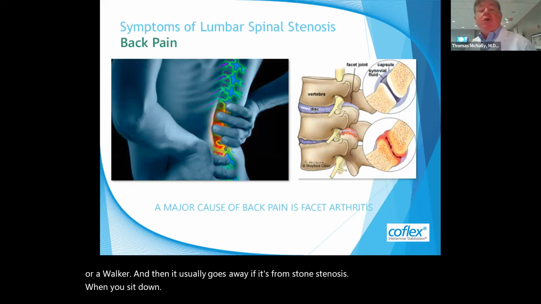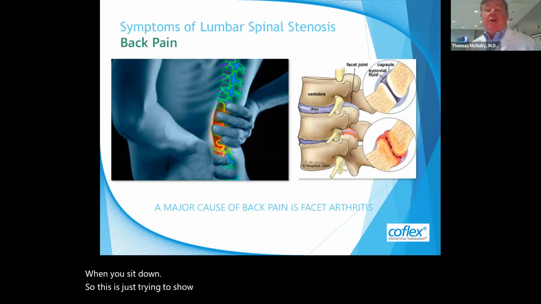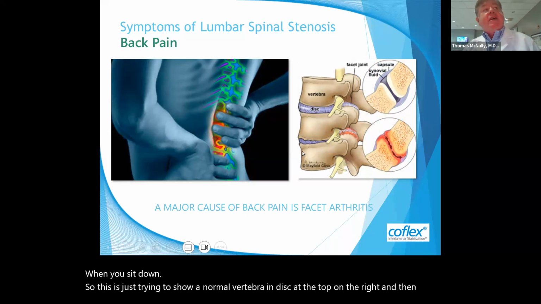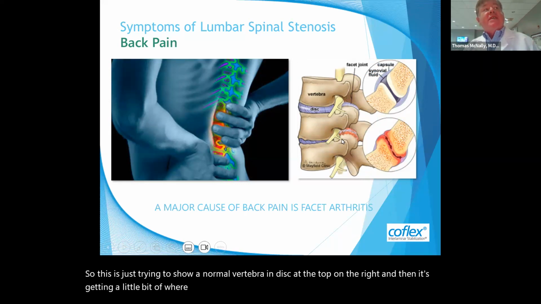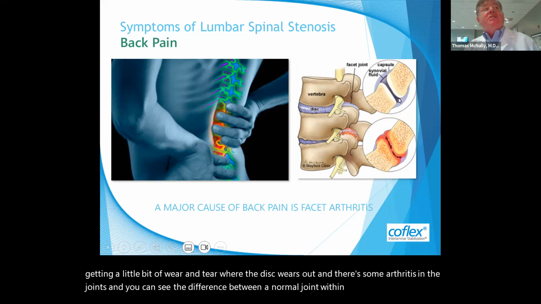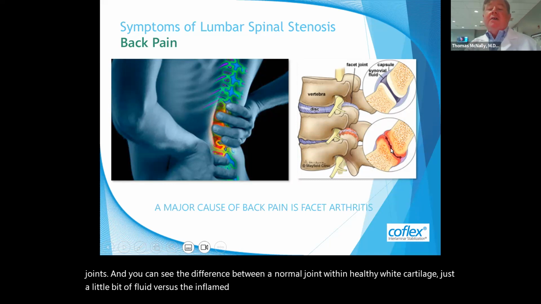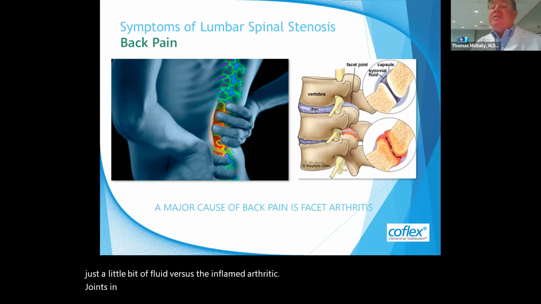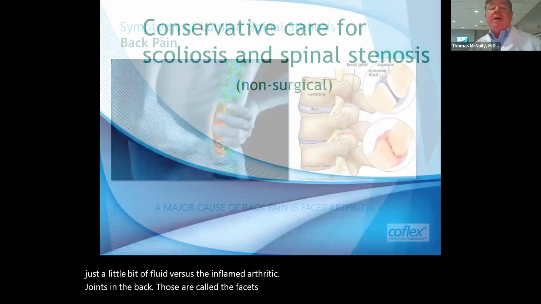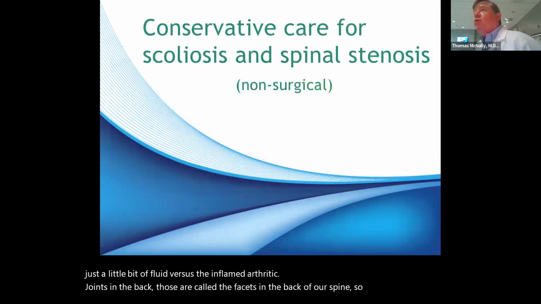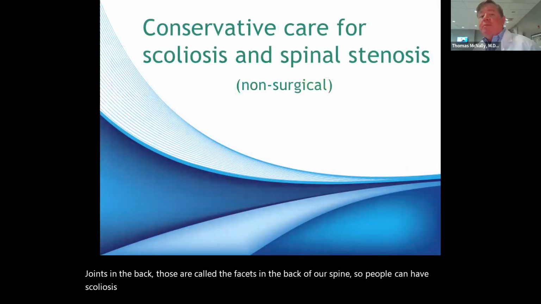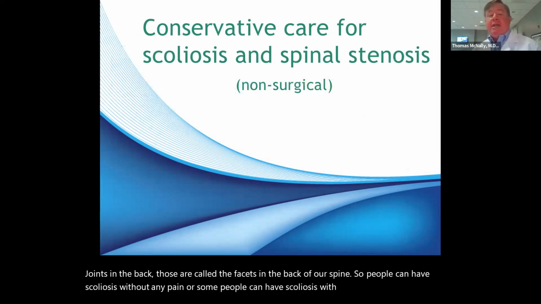This is just trying to show a normal vertebra and disc at the top right, and then it's getting a little bit of wear and tear, where the disc wears out and there's some arthritis in the joints. You can see the difference between a normal joint with healthy white cartilage and just a little bit of fluid, versus the inflamed arthritic joints in the back. Those are called the facets in the back of our spine. So people can have scoliosis without any pain, or some people can have scoliosis with a lot of pain.